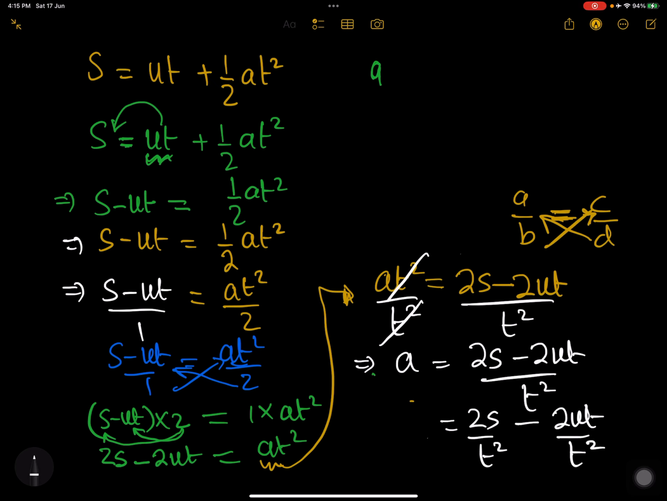And then we know that this can cancel one of it, and we are going to have 2s over t squared minus 2u over t. And then that's our a right there. I hope this is helping. I want us to do one more, and then maybe we make change of subject. We bring it to maybe a close.